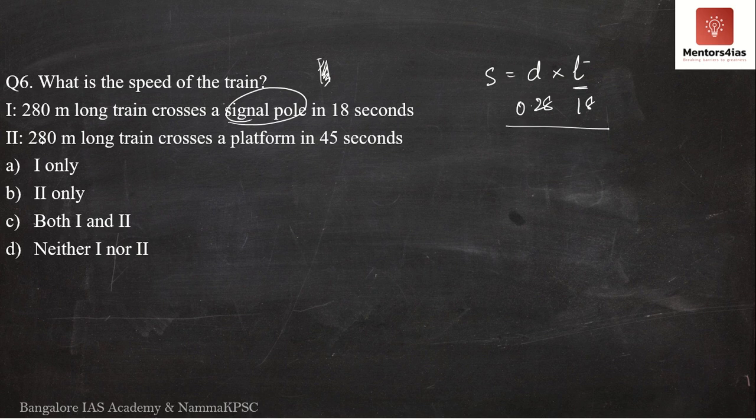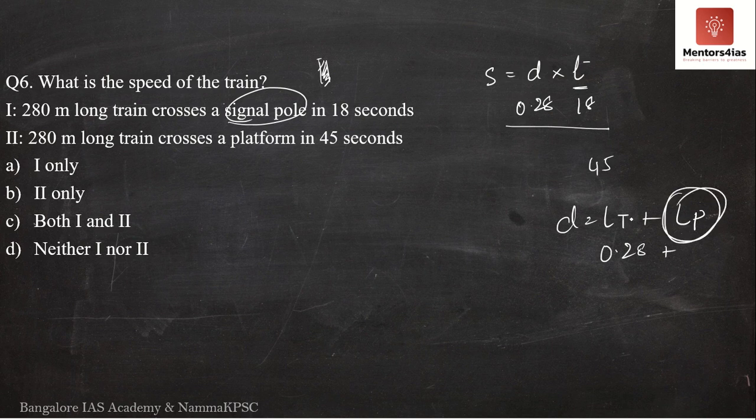How about the second statement? A 280 meters long train crosses a platform in 45 seconds. Do I have time? Yes, I have time. What is distance? Distance is nothing but the length of the train plus the length of the platform. Do I have the length of the train? Yes, it is 280 meters. Do I have the length of the platform? No, I don't have the length of the platform. So, am I able to determine the speed of the train from the second statement? It is not possible because we don't have the length of the platform. Therefore, it is only from the first statement that we will be able to determine the answer. Therefore, it is option A, only one. It is option A that we are able to determine the speed of the train.